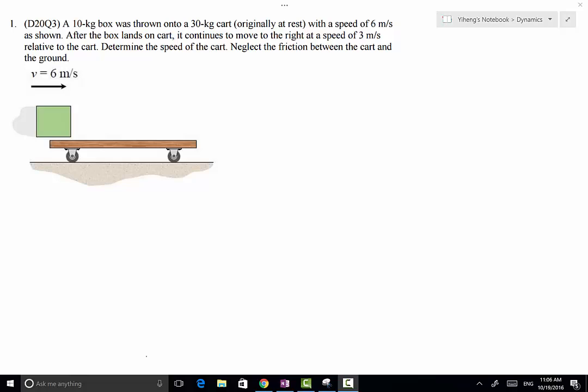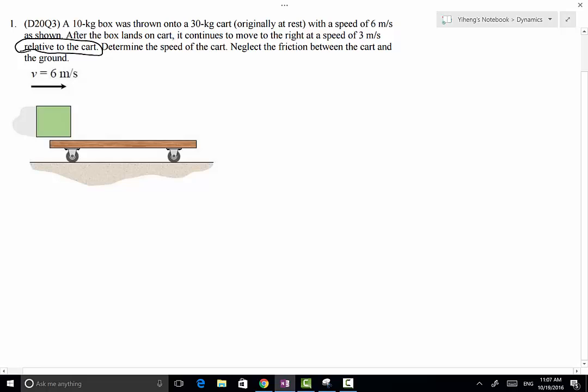In this problem, we have a 10 kilogram box that is initially traveling to the right with a velocity of 6 meters per second. Then it is thrown onto a cart that is initially at rest. After the box lands on the cart, it continues to move to the right at a speed of 3 meters per second relative to the cart. And we need to determine the speed of the cart.